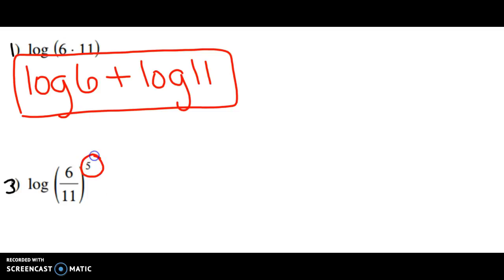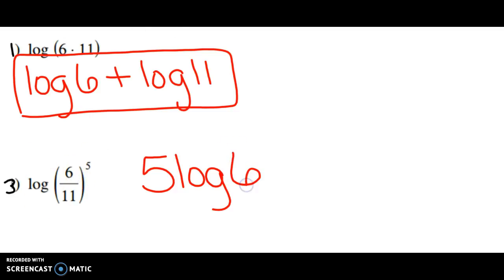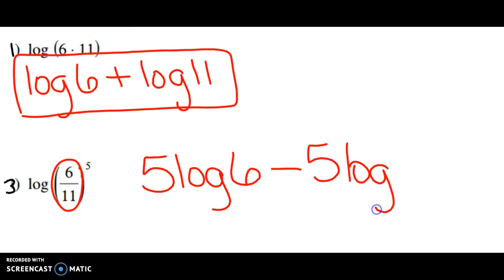First, you've got this 5 going on. So you're going to need to move that in front, okay? But really, the 5 is going with the 6 and the 11. So this is going to be 5 times the log. Now, what is on top? Your 6, right? Log of 6. And then it's minus, because now we're subtracting, because it's a quotient. But remember, you've got 5 again, because this 5 is being raised to the entire quotient here, all right? And then it's going to be log of 11.